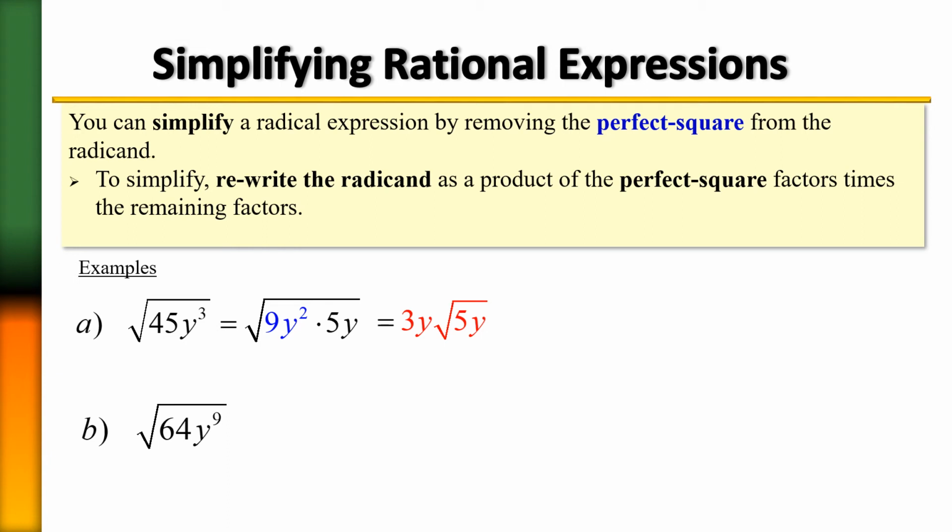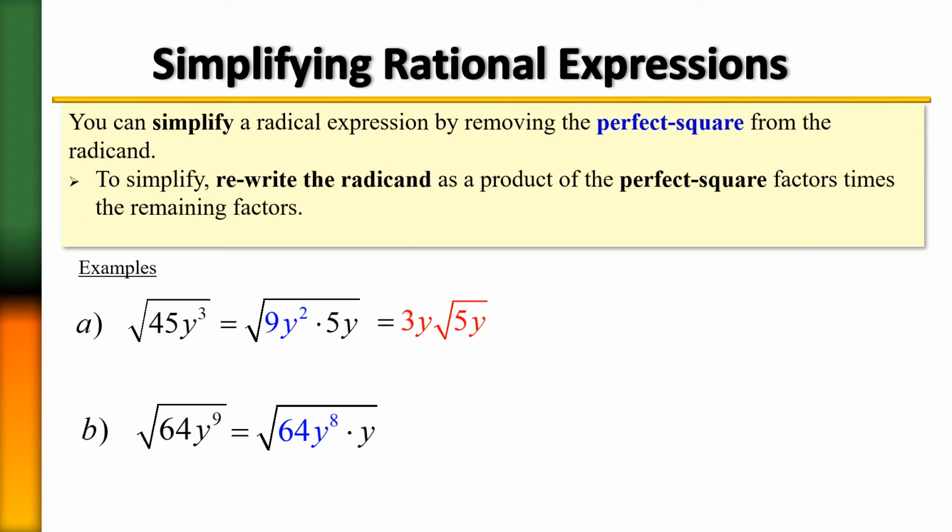But let's take a look at our variables. Y to the 9th power. It's not divisible by the index of 2. So that means we have to go down 1, which means we're going to wind up leaving one variable there underneath the radical symbol. So when you put the perfect with the perfect and non-perfect with the non-perfect, it's going to look like so.